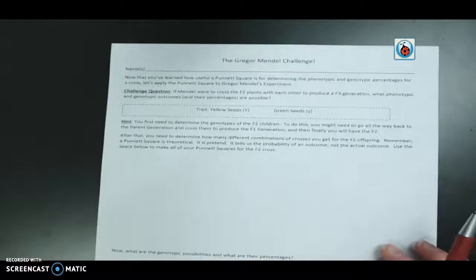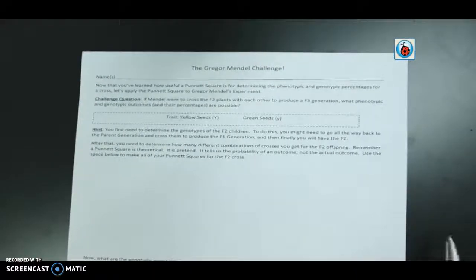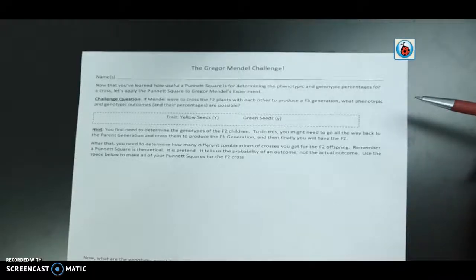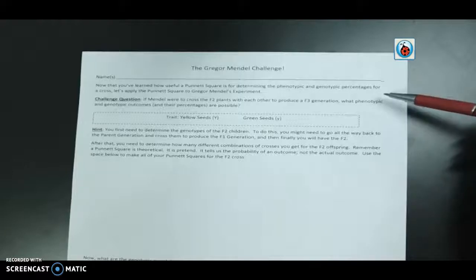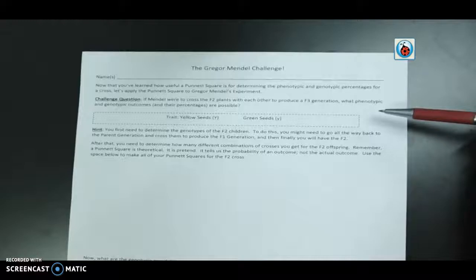All right, well, hopefully you gave it a try on your own, and here is how you can accomplish the challenge. So I'm going to read from the beginning. It says, now that you've learned how useful a Punnett square is for determining the phenotypic and genotypic percentages for a cross, let's apply the Punnett square to Gregor Mendel's experiment. If Mendel were to cross the F2 plants with each other to produce an F3 generation, what phenotypic and genotypic outcomes and their percentages are possible?